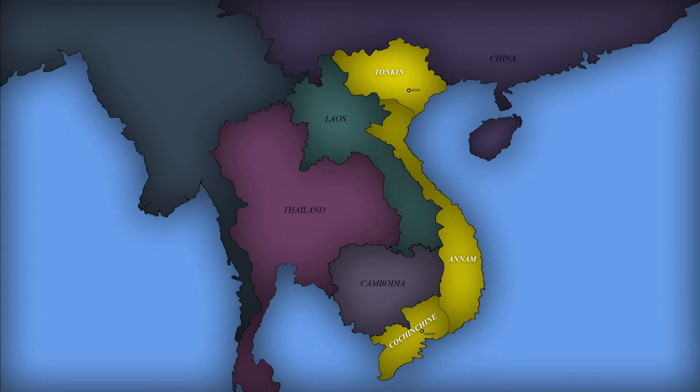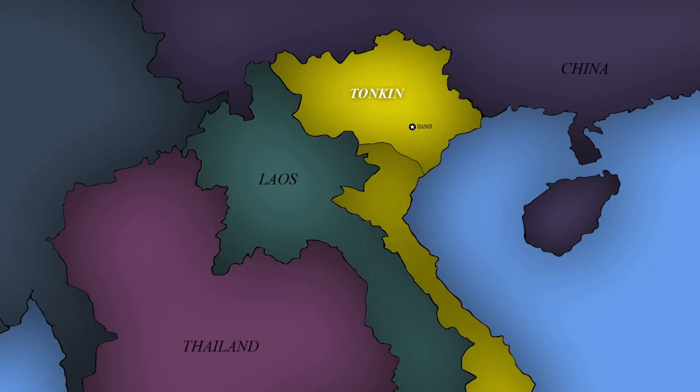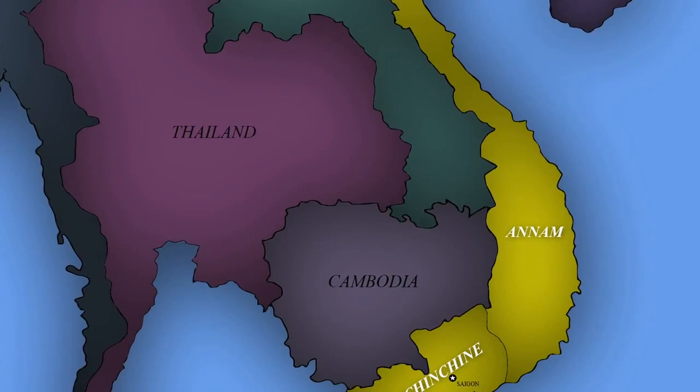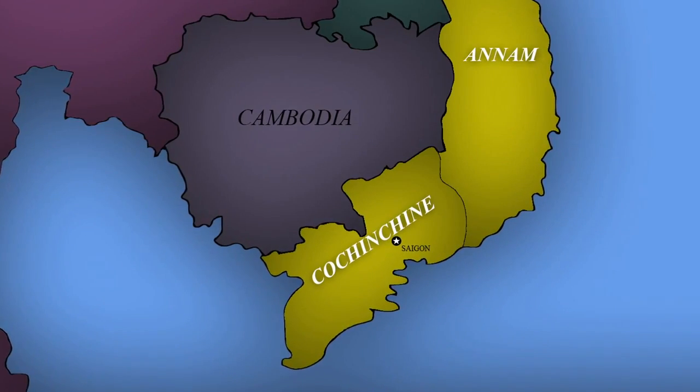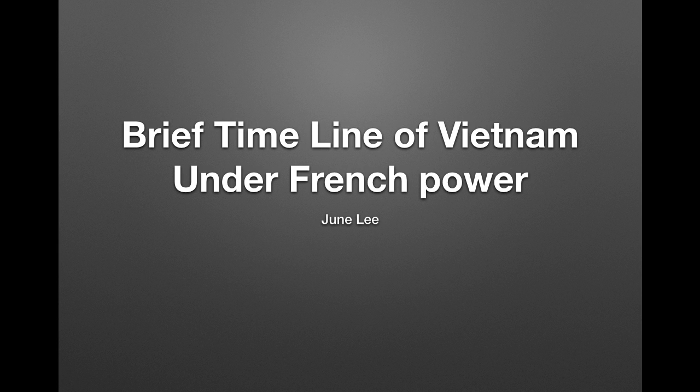By 1884, France had taken control over Vietnam by conquering the territories of Tonkin, Annam, and Cochinchina. So this is a brief timeline of Vietnam under French power. How did the French successfully take control over Vietnam?